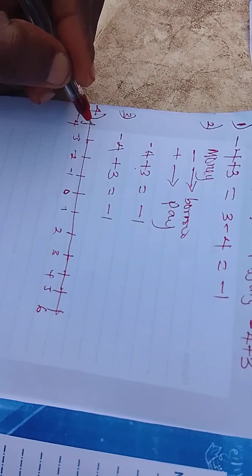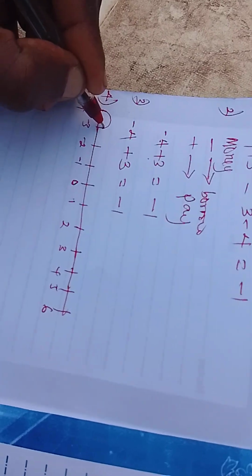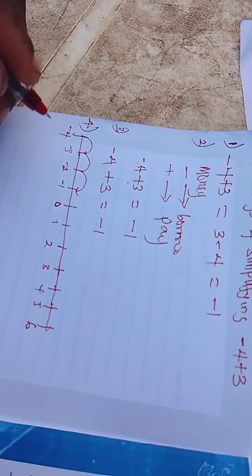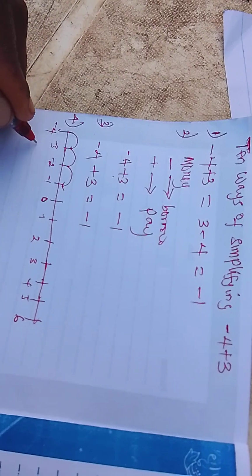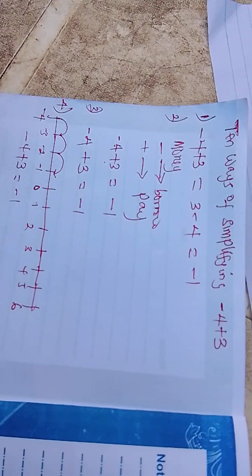So let's move. We rotate 1, 2, and 3. Now, moving 3 times, we stop at minus 1. This tells us that minus 4 plus 3 is minus 1.